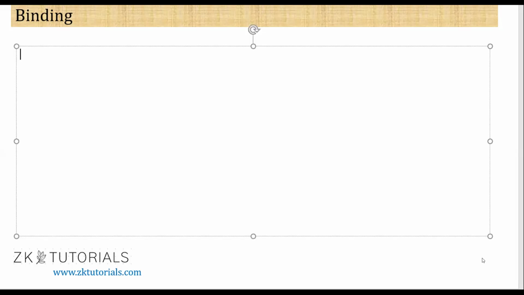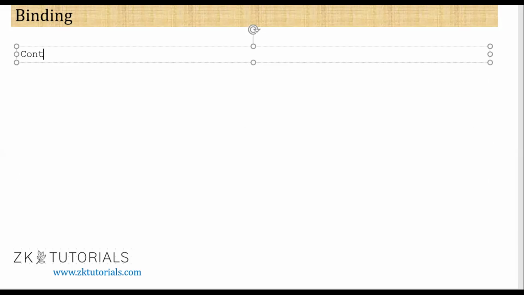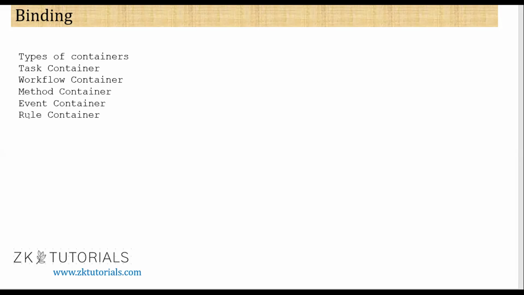What is binding? If you think from your own perspective, what does this word binding mean? Binding means joining, correct? In other words, you can say bind. It's binding two things, so firstly we need two things. Here we can say containers. So binding means joining containers. But what is the use of it? It means we are joining those containers to transfer some data from one container to another container, for example from the task container to the workflow container.